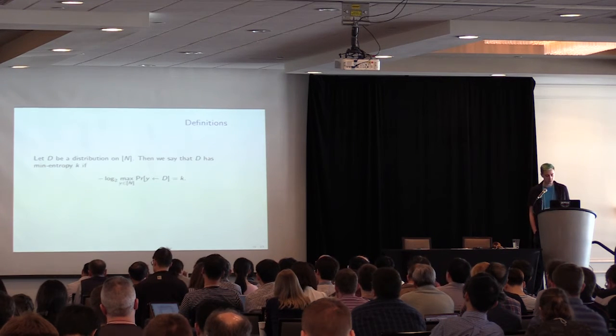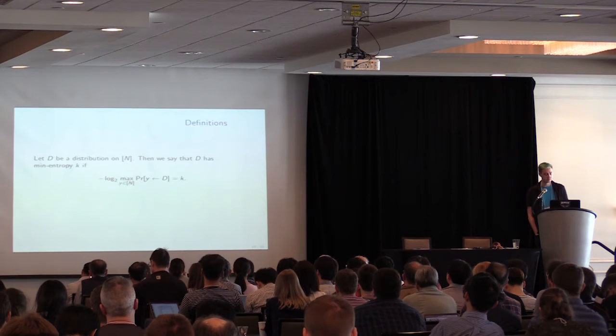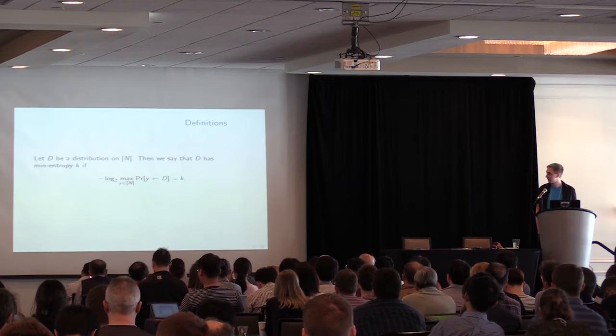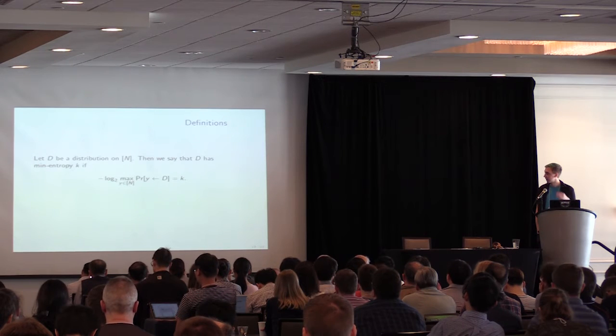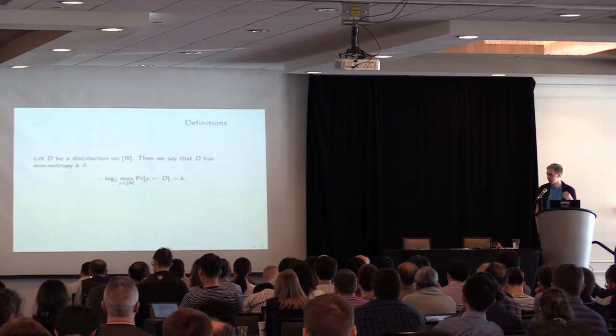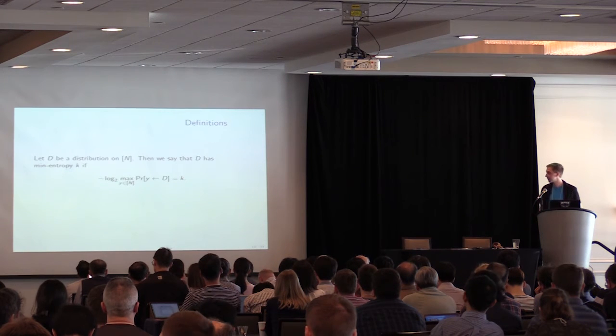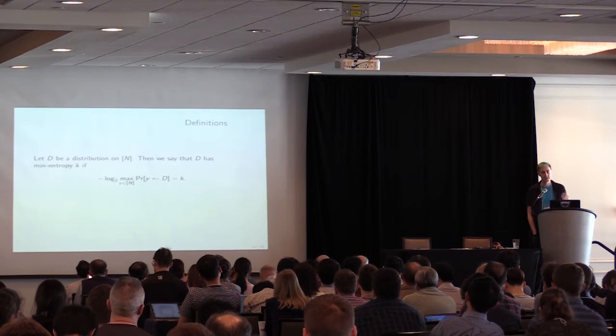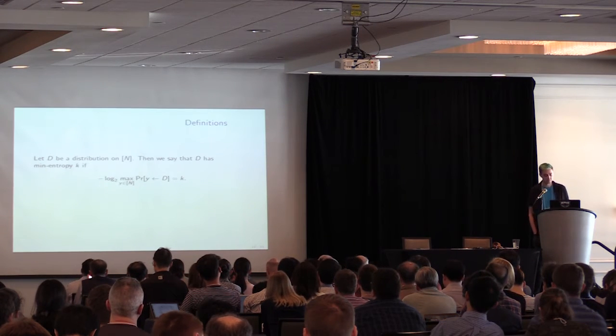So for modeling our non-uniform functions, we're going to be talking about min entropy. The definition of min entropy is: for any distribution D on our codomain N, you consider what is the most likely element to be picked out, and you consider what is the probability of that to be picked out, and if it's 2 to the minus k, then you have min entropy k.